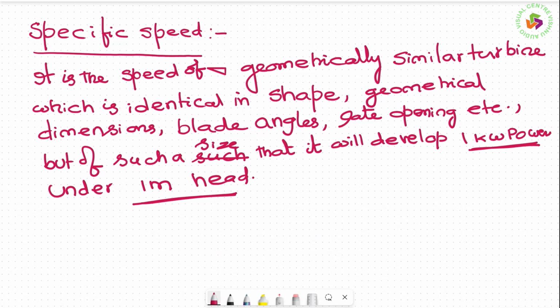It is not the actual turbine, it is the geometrically similar turbine to the actual turbine, which is of the same shape, the same blade angles, the same diametrical dimensions, and the same gate opening. But this turbine develops 1 kilowatt power under a head of 1 meter. How much power actually? 1 kilowatt power under a head of 1 meter. Then only we call that the specific speed. This speed, when the power developed is equal to 1 kilowatt under a head of 1 meter, that speed of the turbine is what we call the specific speed of a turbine.